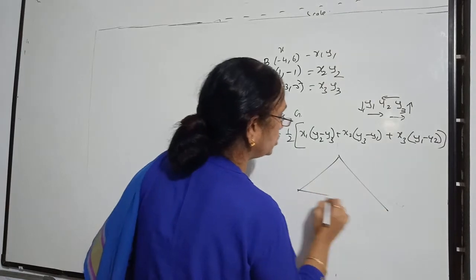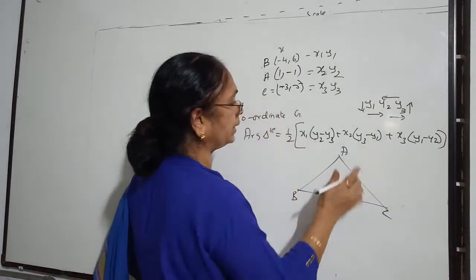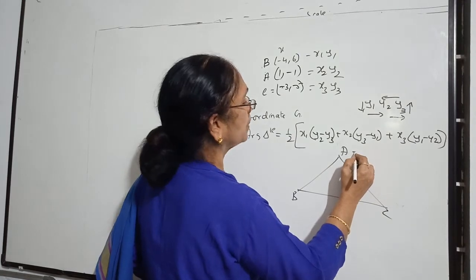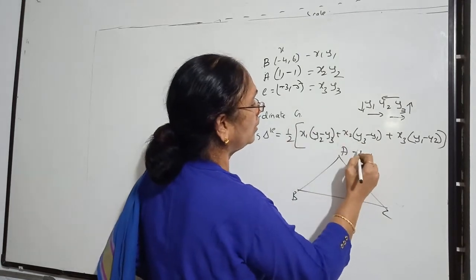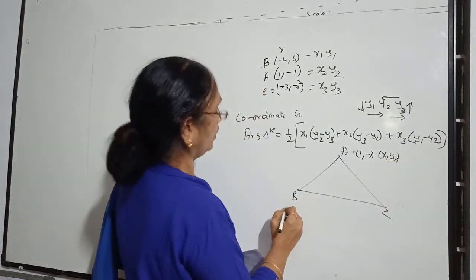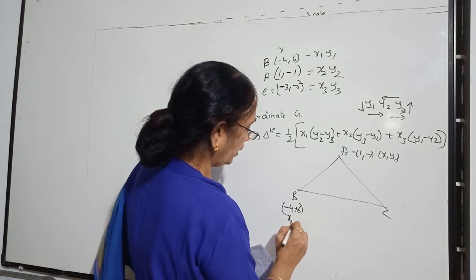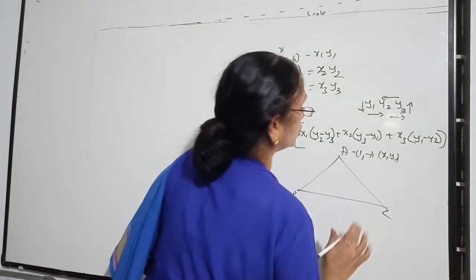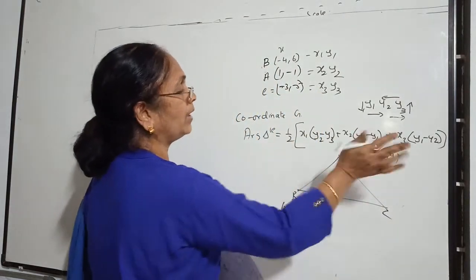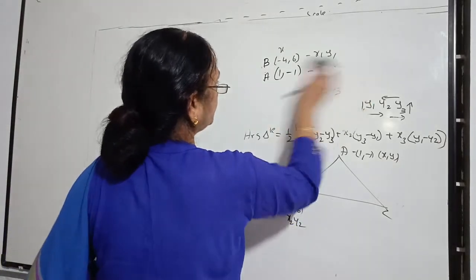Getting a triangle like this, you draw the triangle like this. If they ask any question like that, just write down the values. This is 1, -1. Write here x1, y1. B is -4, 6. Write here x2, y2, and it goes on. And then the formula, and put the values. So you will solve this sum without any mistakes.